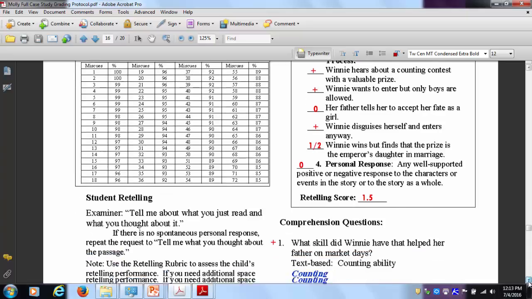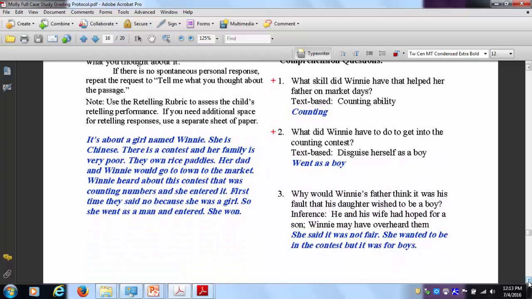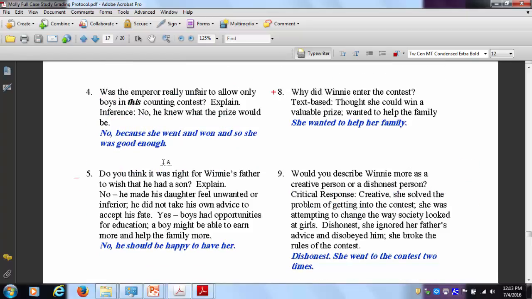So let's quickly go through our questions. 1 is correct, and 2 is correct, but 3. Here we see she never answers on the question. The focus of the question is on the father. The focus is on the father. What does she do? She's talking about the contest. So she misses the point. It's a dodger response. So this is a 0. No credit. All right, let's move on to 4.